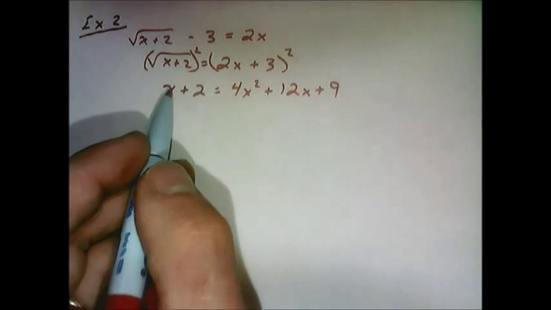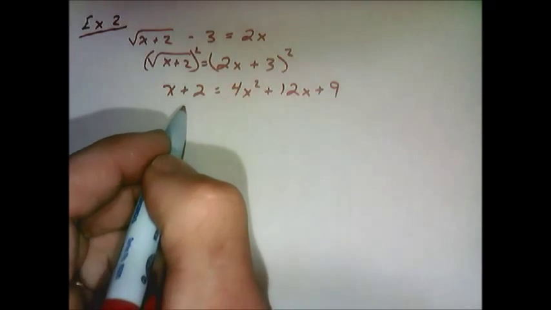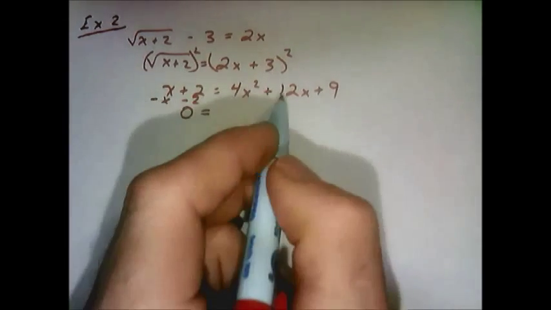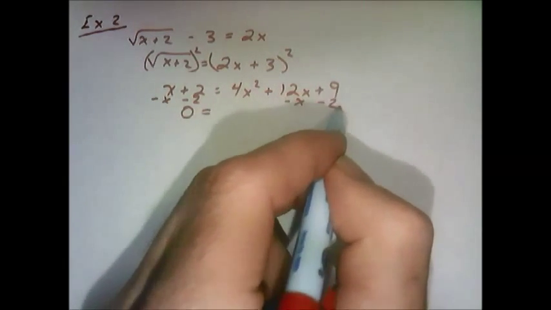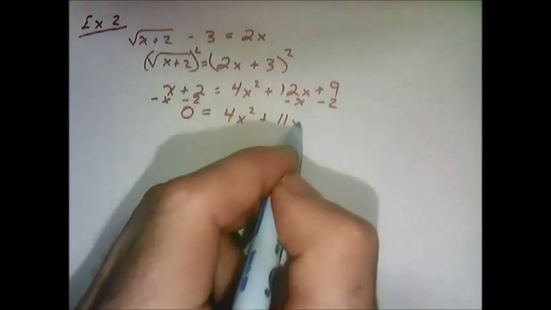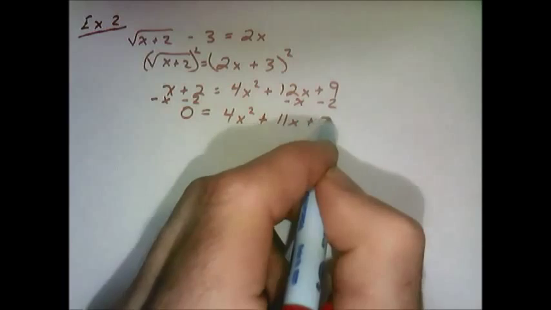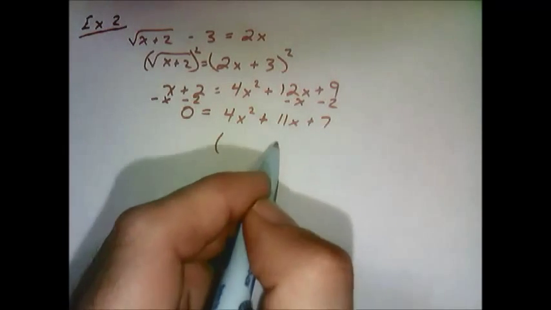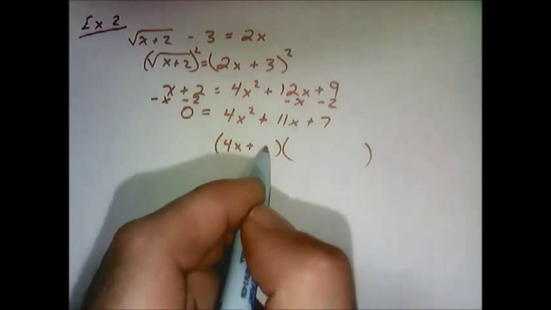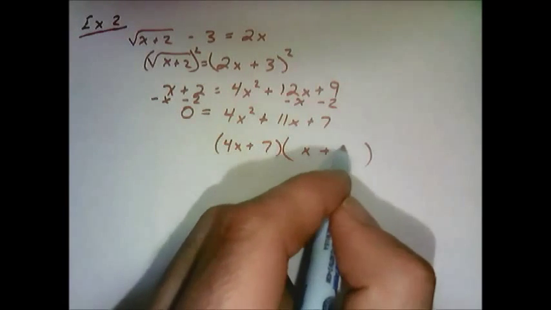Going ahead and setting it equal to 0, I'm going to subtract my x and subtract 2. So subtract x, subtract 2, I end up with 4x squared plus 11x plus 7. Factoring this, and it does factor for us, thankfully, we have 4x plus 7 and x plus 1.